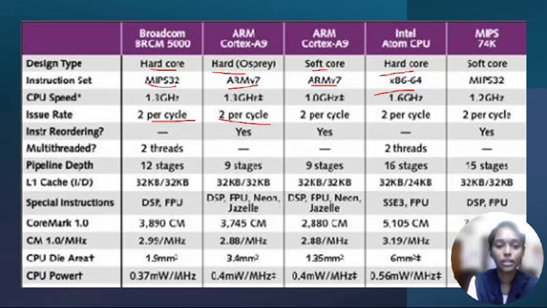The special instructions in Broadcom BRCM 5000 are DSP and FPU, and ARM Cortex A9 has DSP, FPU, Neon, and Jazelle. Jazelle is used only for JavaScript. ARM Cortex A9 uses the same DSP, FPU, Neon, Jazelle. Intel Atom CPU uses SSE3 and FPU. MIPS 74K uses DSP and FPU. These are the versions and features of ARM architecture.